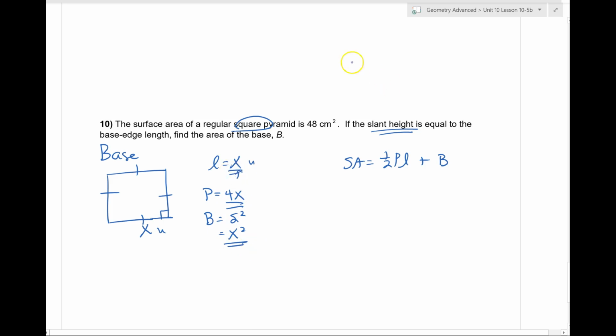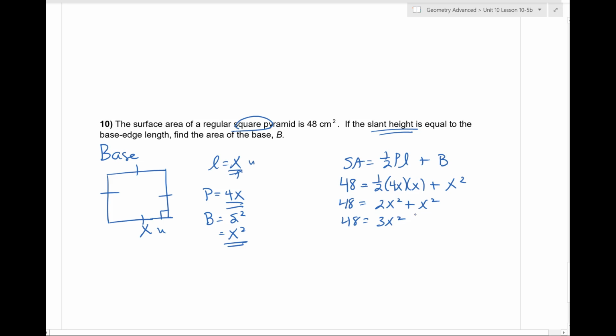Now I'm going to plug it into my formula, okay? So what do we get here? The surface area is 48 square centimeters. I get 1/2 the perimeter of the base, which is 4X, your slant height, which is X, plus the area of the base, which is X squared. Okay, so I get 48 is equal to 2X squared plus X squared. So I get 48 is equal to 3X squared.